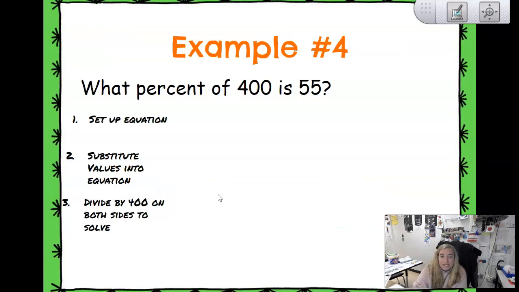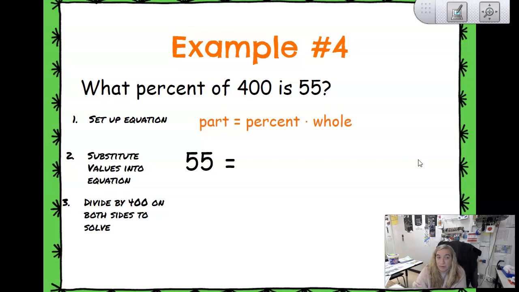All right, let's go ahead and take a look at example 4 here. What percent of 400 is 55? So again, the first thing we're going to do is set up the equation with part equals percent times whole. Then in step 2, we need to substitute the values back in. So I'm going to start with the part. So I'm looking for keyword is, and I see that it says is 55. Equals.